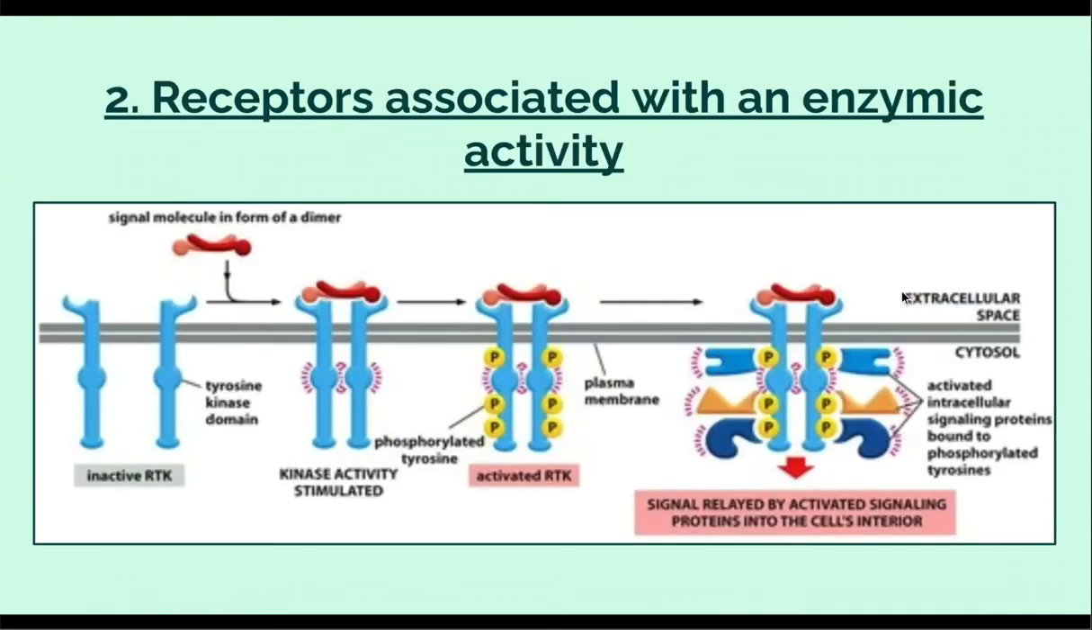And then you have receptors that are associated with some sort of enzyme activity. And over here, I've taken the example of tyrosine kinase receptors. So you have the signaling molecule that binds to the receptor, and this causes dimerization of the receptor. And this tyrosine kinase receptor has tyrosine residues which become phosphorylated, so they become activated, and these then activate further intracellular signaling proteins, and the signal is relayed this way.